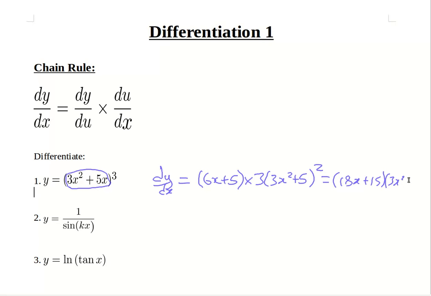You might prefer, it's really up to you. I suppose it's a bit nicer really having the 3 factorised out and sitting at the start. But there we go, exactly the same answer. Let's do the same thing for question 2.